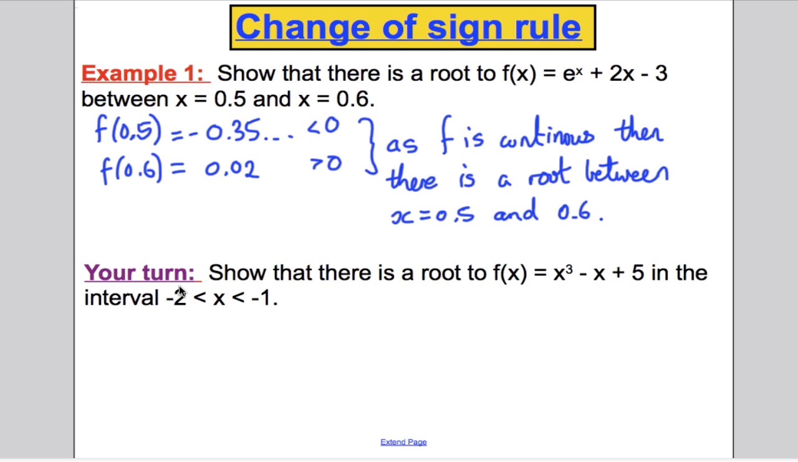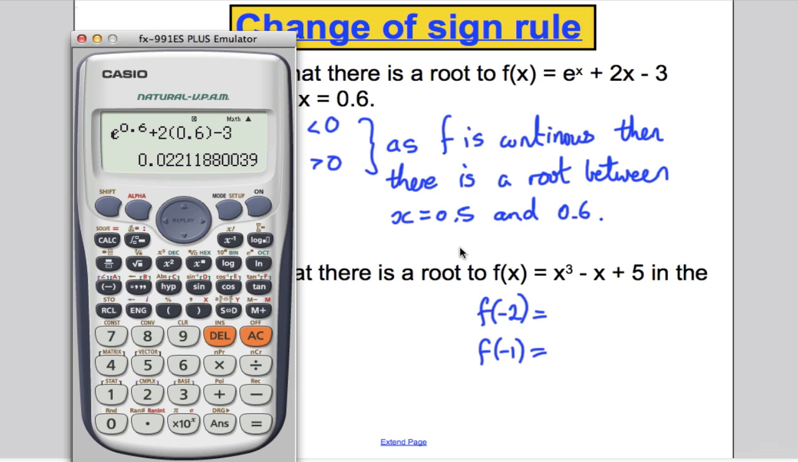So pause the video now, have a go at the following, and just check your answers against mine in 10 seconds. Right, let's go through this. We want to show that there is a root between -2 and -1, so we want to work out f of -2, and we want to work out f of -1, and hopefully there will be a change of sign. This function is continuous, and therefore there will be a root.